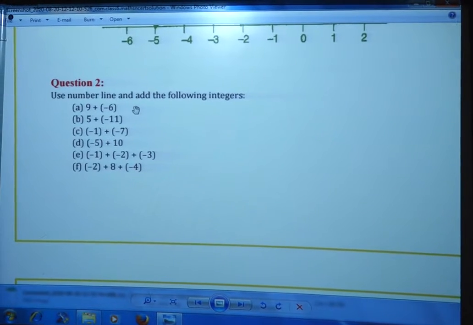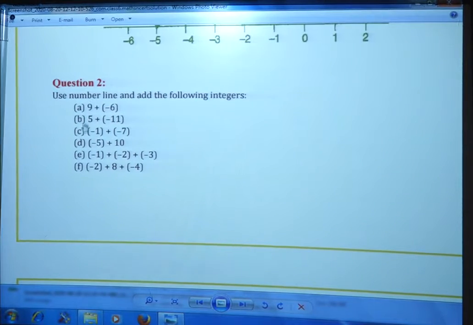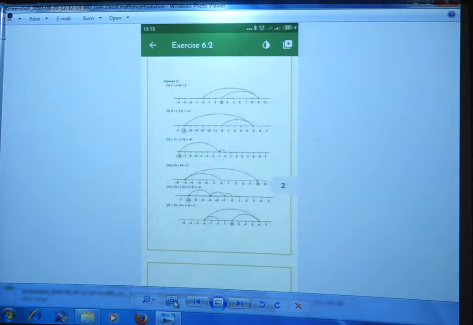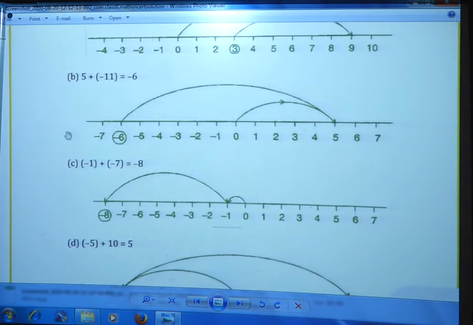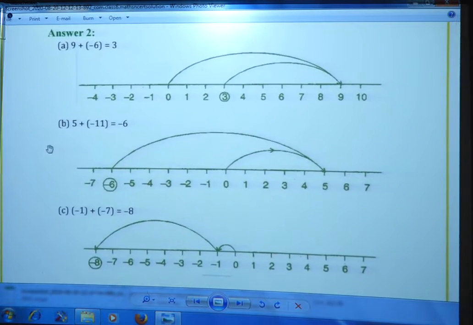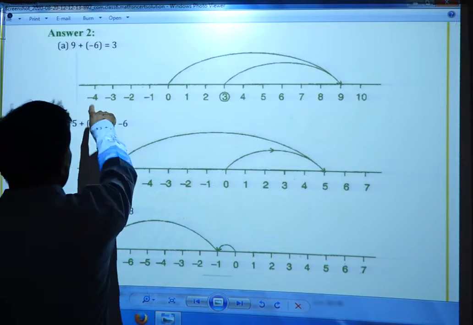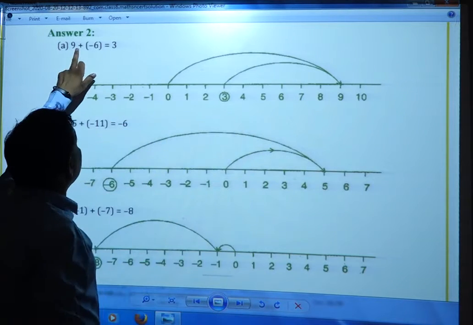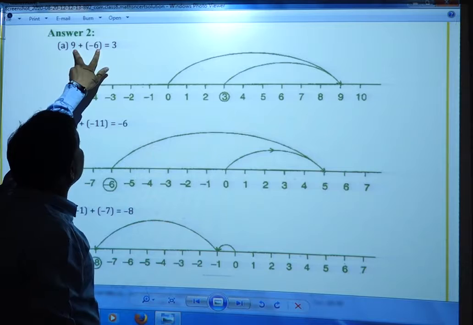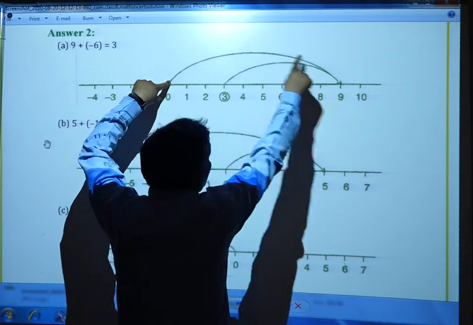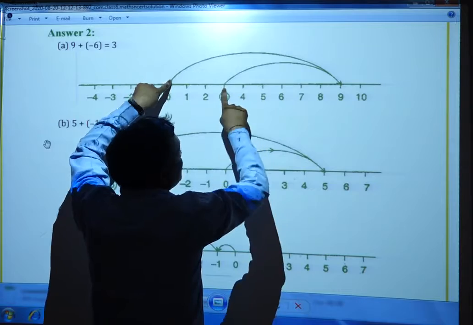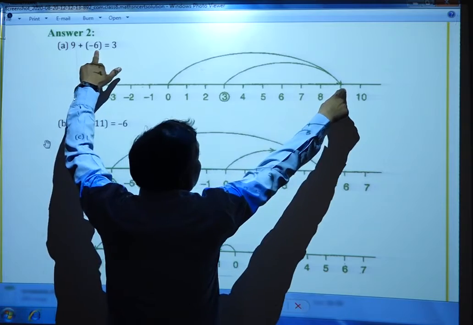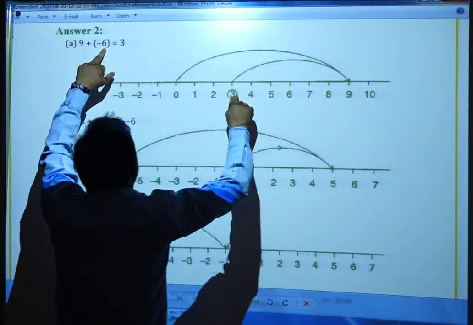Use the number line and add the following integers. All these additions and subtractions you have to show on a number line. So I am going directly to the question. The first question. Draw the number line. 0, right side plus numbers, left side minus numbers. 9 plus minus 6 means 9 minus 6, which is 3. First you go from 0 to 9 and take out 6 from that, so you will come to 3.